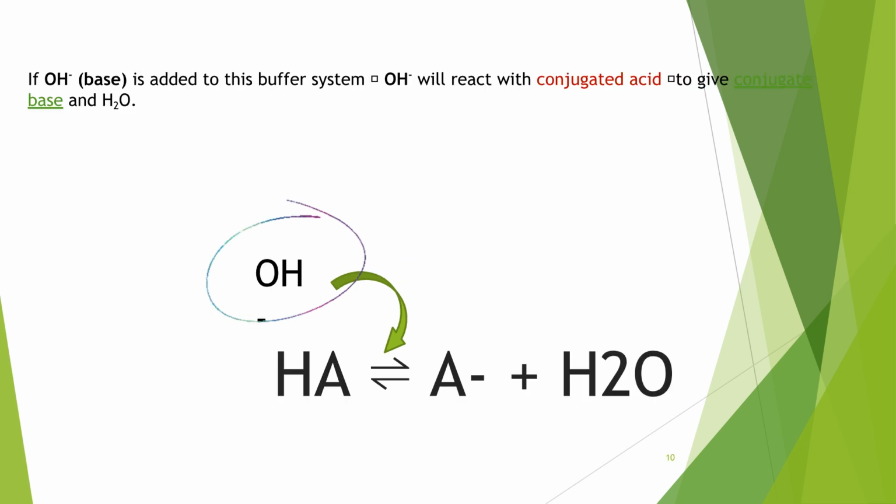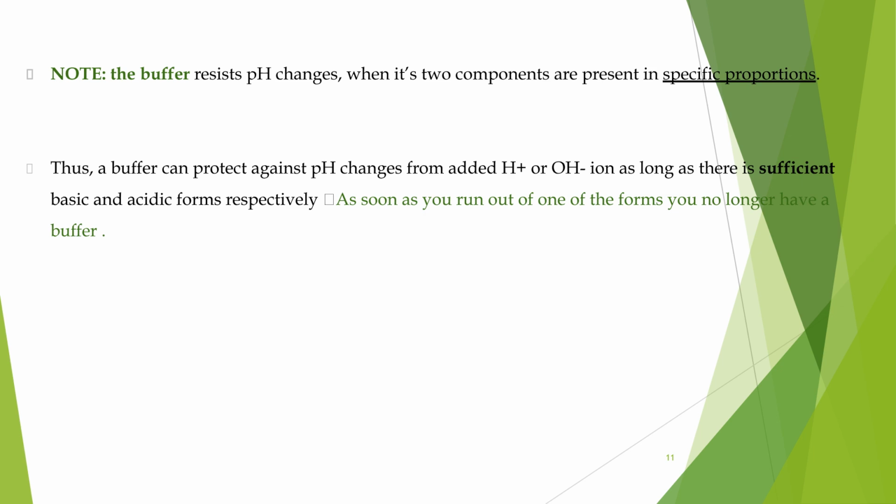If base, or OH-, is added, it reacts with the conjugate acid to yield the conjugate base and water, also resisting pH change. A buffer's ability to resist pH changes depends on the specific proportions of its two components. The buffer capacity is lost when one component is fully consumed.